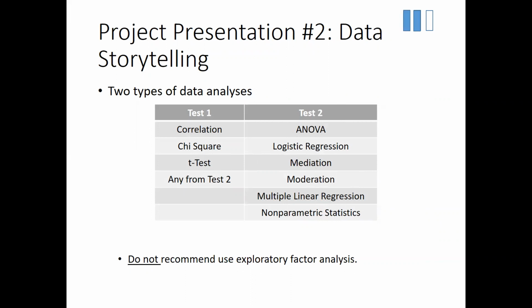But the important thing to think about here, y'all, is you need to map out a path of why this test and then that test help you to explain something to someone. I do not recommend you use exploratory factor analysis. There's no point in doing it here. We are not trying to reduce items.